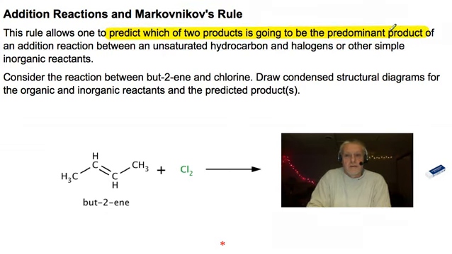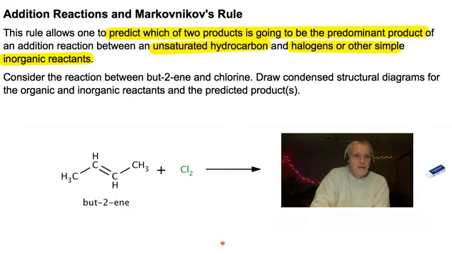At certain times, an addition reaction will produce two possible products. Remember, addition reaction is typically between an unsaturated hydrocarbon and something else. In this case, we're looking at halogens or other simple inorganic reactants. That could include water, that could include ammonia, something like that. So let's look at the first example.